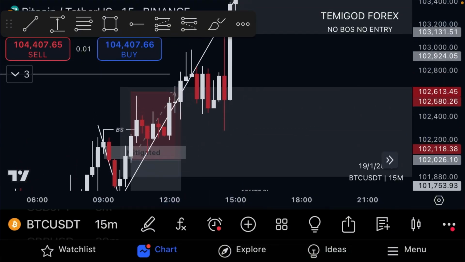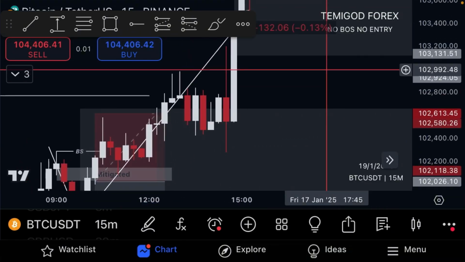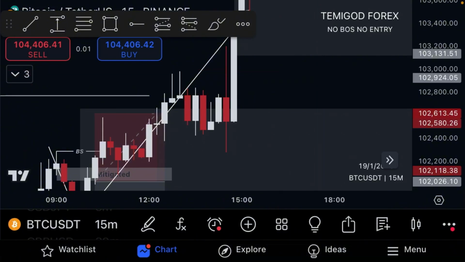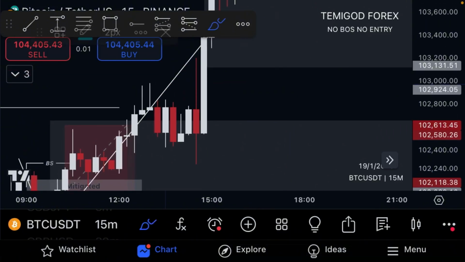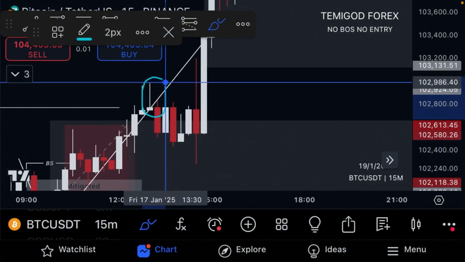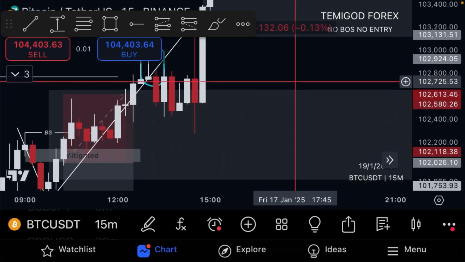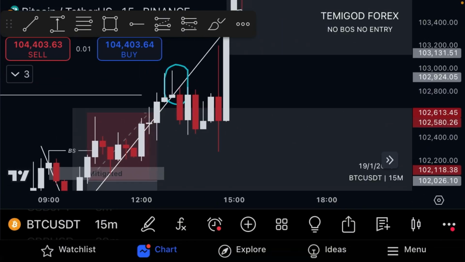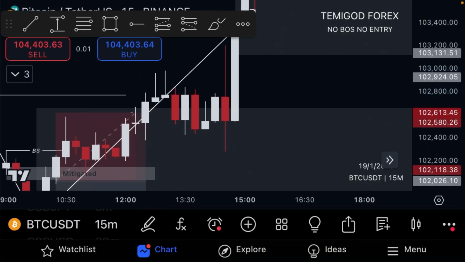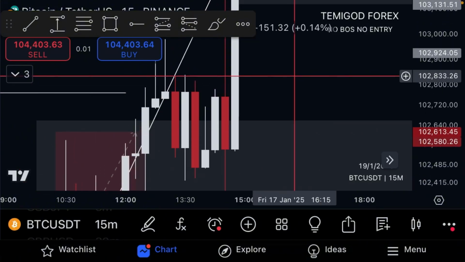Now, a lot of people will say this is a break of structure, but this is invalid because after that last candle, which is this white one here, we did not get to see three candles below it. We got to see just one. Even after that one, we had a fake out, which we are not going to count.